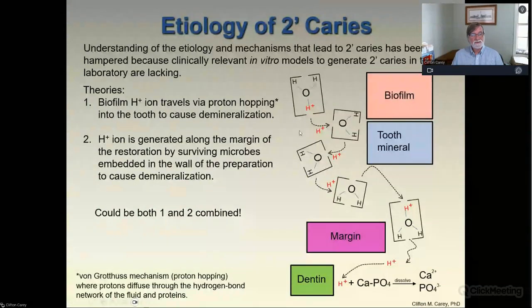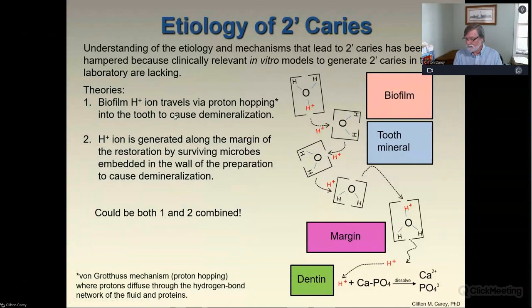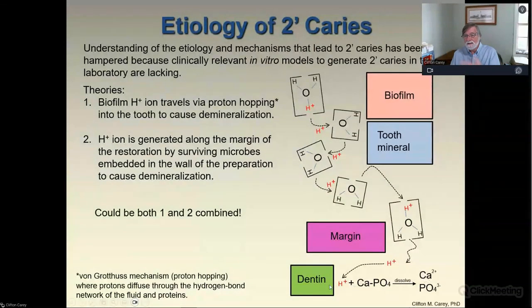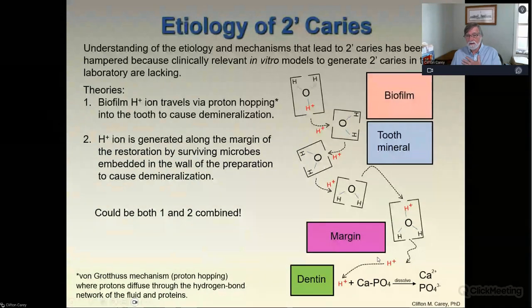So there's a couple theories on how secondary caries can happen. First one is that the biofilm itself, which has been recognized as being required for secondary caries, produces acid. Those hydrogen ions then can migrate via a proton hopping mechanism, where it's not the diffusion of hydrogen ions going all the way through, but rather hydrogen ions starting out on the outside, acidifying, and then that charge moves all the way through until it reaches a place of highest chemical reactivity, say the margin. And then it reacts with the dentin, starts dissolving that dentin down through the tooth and into the more receptive, higher chemical reactivity area. That's one.